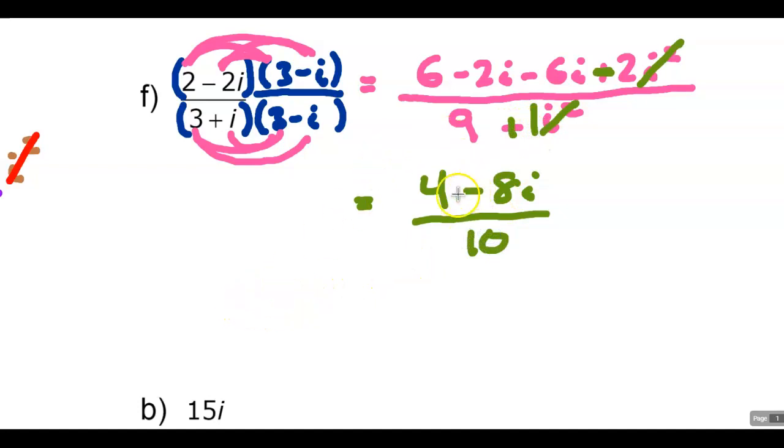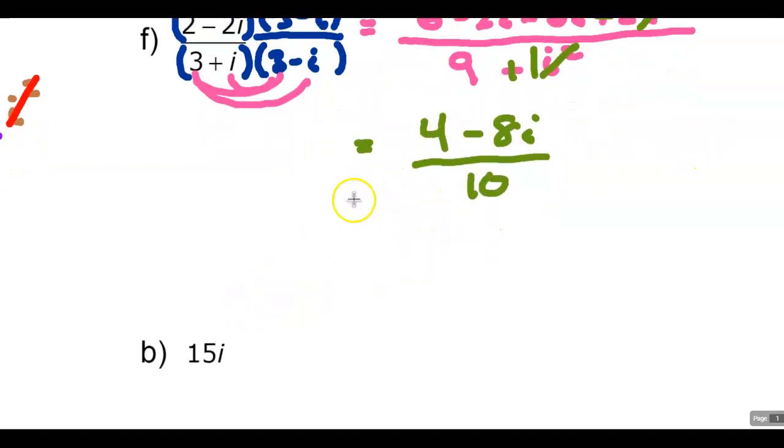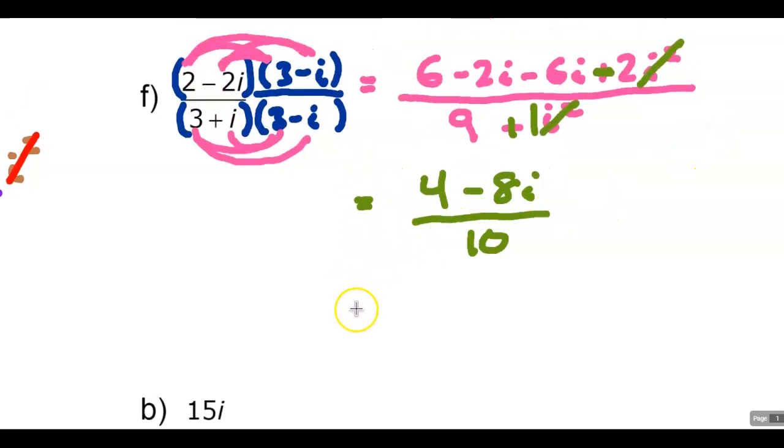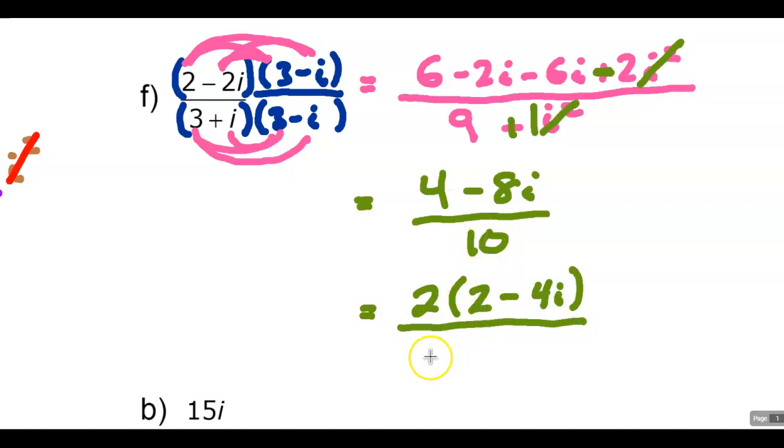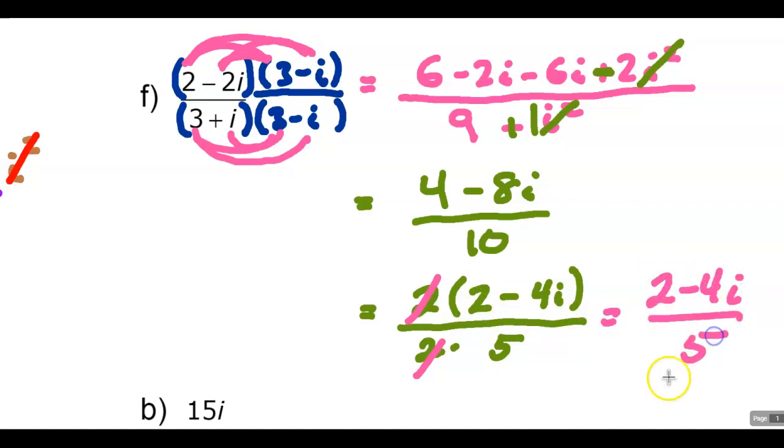And we could probably simplify this a little bit more. Let's do a little GCF here and factor out, let's say, a 2. So we have a factor of 2, taking that out. And of course, the bottom can also be written as 10 is 2 times 5. So therefore, these 2's cancel out. And our final answer is just 2 minus 4i over 5.